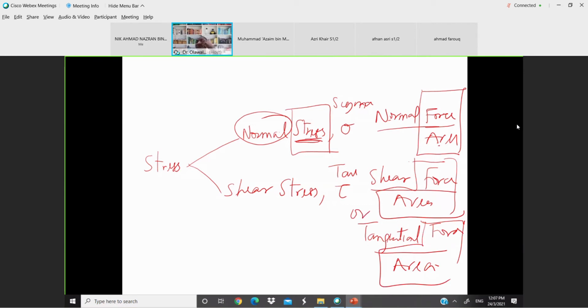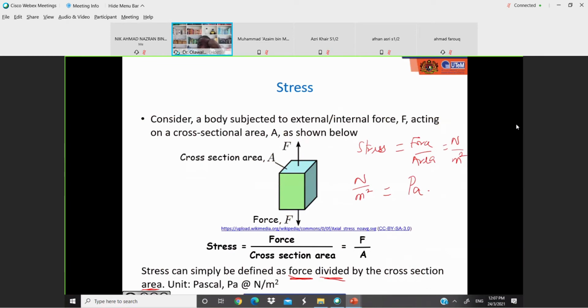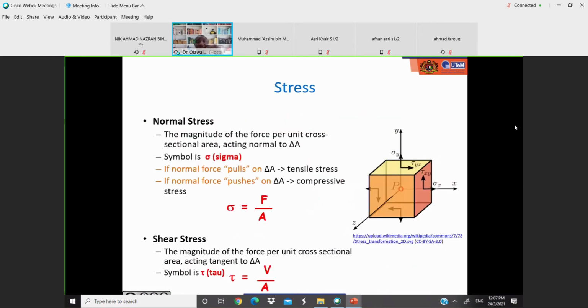And like I said, for your normal stress, we are going to use sigma. And for your shear stress, we're going to use tau. All right, so just to recap what I said, we are going to divide your stress into two: normal stress and shear stress. Your normal stress is the magnitude of force per unit area acting in your normal direction. That's why we say it's normal force divided by area. That is the force acting in the normal direction.